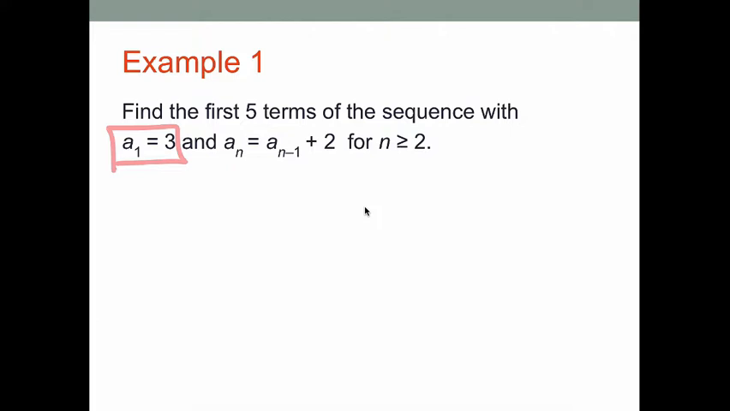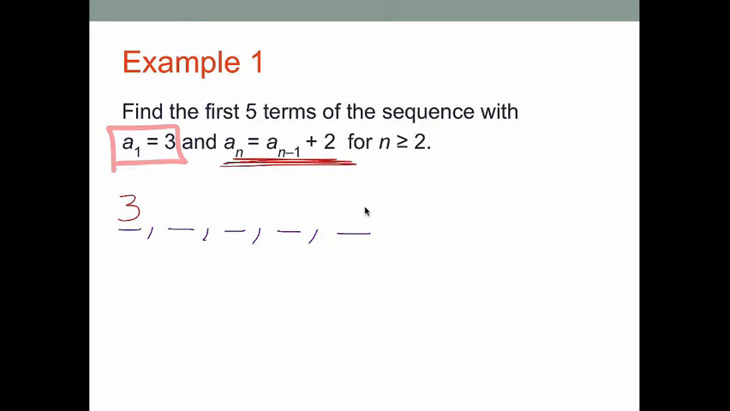What that means is if I were to start writing out my list of numbers, my very first number, this problem is telling me, is a value of 3. Then it tells me a sub n, meaning if I want to find any of my new numbers, I'm going to take a sub n minus 1, which stands for your previous number, and I'm going to add 2 to it.